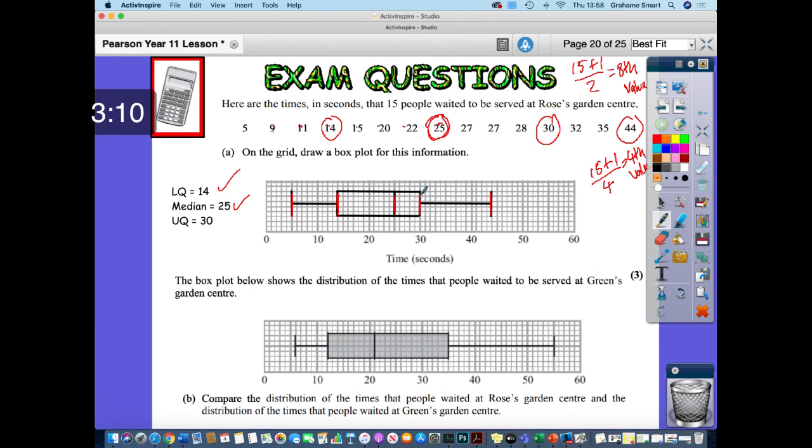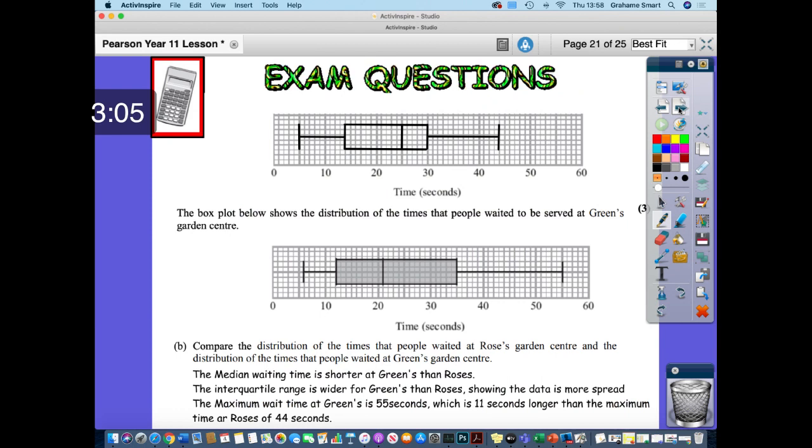And then perhaps more importantly, the bit that I'm really interested in is comparing the distributions. So what I've done here is put them next to each other, to make it a little bit easier. And then I've made some statements. So the median waiting time is shorter at Greens than Roses. So what I'm saying is, this value that I've just put in red looks to me like it's 21 seconds, the median time at Greens, but the median time at Roses is 21, 22, 23, 24, 25. So there's a 4-second difference in the median time.